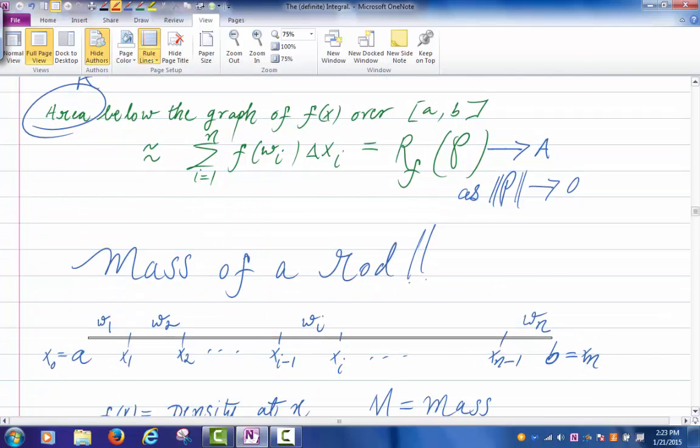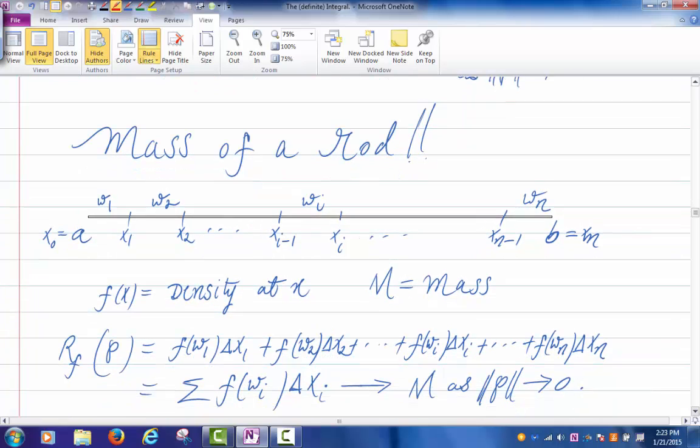The Riemann sum, if I look at the Riemann sum, it converges to the area below the graph of f above the interval from A to B as the subintervals are shrinking. This notation means as the subintervals are shrinking to 0. Am I making sense? The length of the subintervals are shrinking to 0. So that's one reason. There is another reason why you would care. Well, there are many examples, but let me give you another one here.